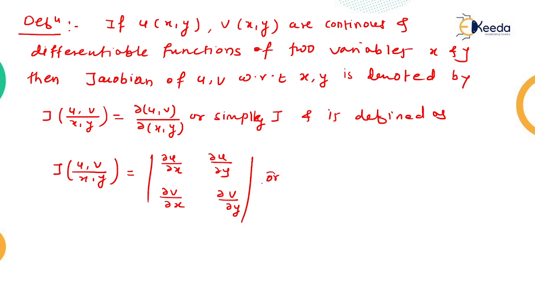There is another notation to denote this Jacobian. It is simply the determinant of u_x, u_y, and here v_x, v_y, where u_x and u_y are the partial derivatives of u with respect to x and y, and v_x and v_y are also the partial derivatives of v with respect to x and y respectively. Similarly, if you are given three functions, let me discuss in the next slide. Let's see.